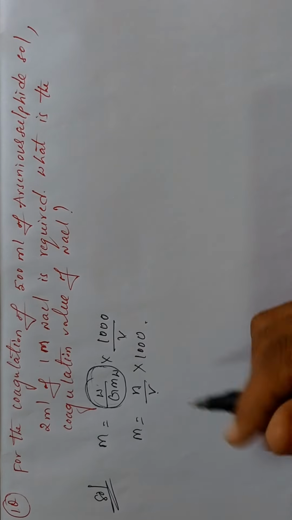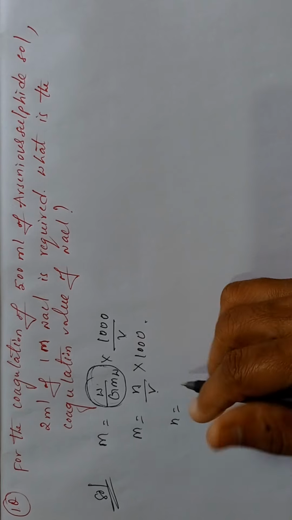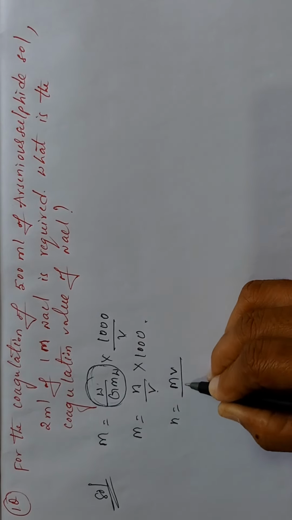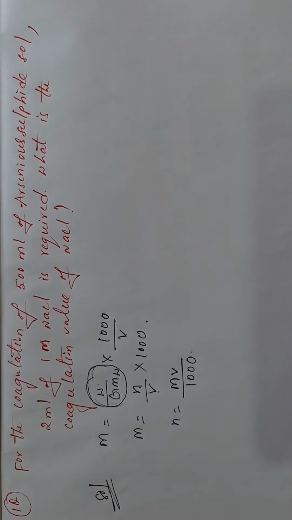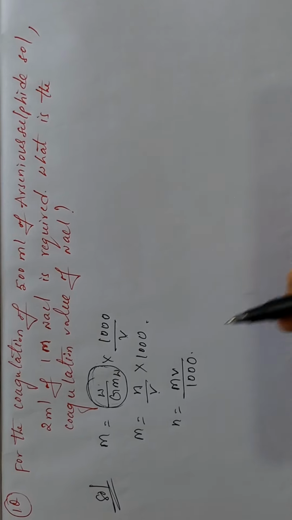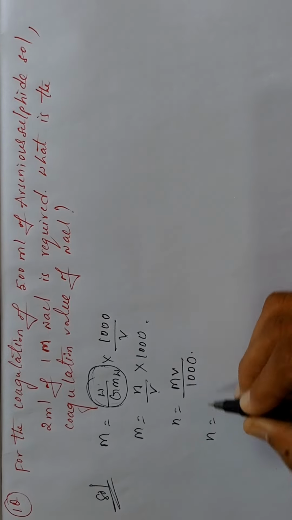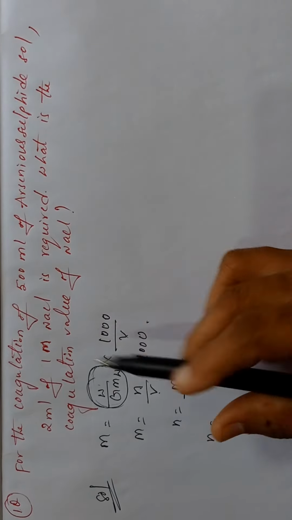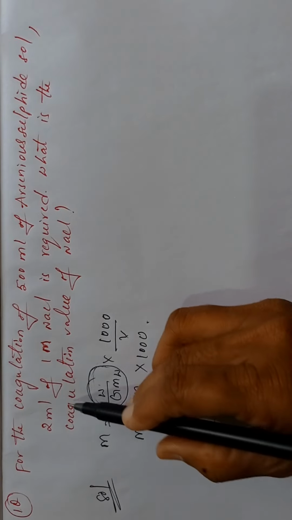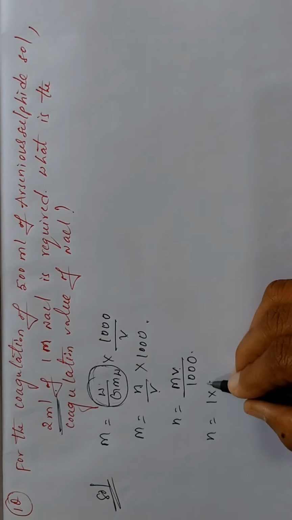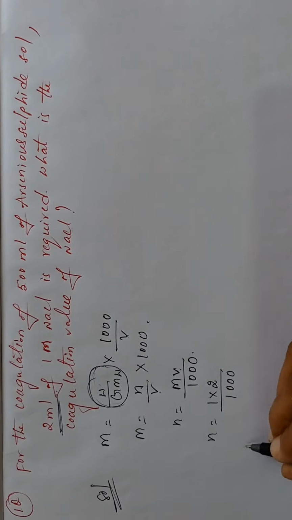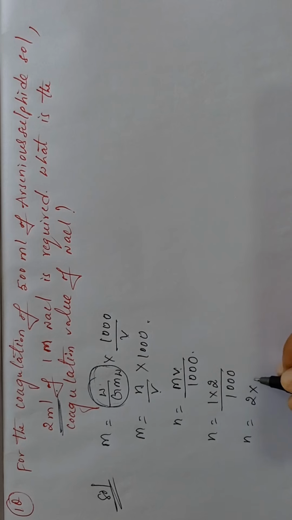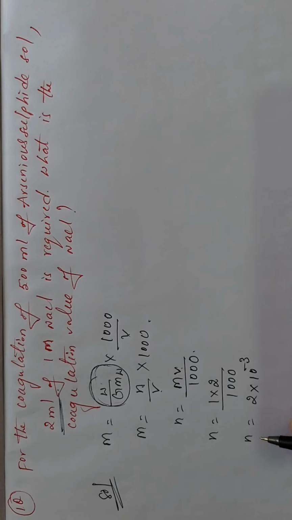So from this formula, n is equal to how much, students? n is equal to M into V by 1000. Are you clear? M into V by 1000, students, correct? Now what will you get? n is equal to, M is the molarity. Molarity how much is given? 1. And volume how much is given, students? 2 ml given. So n is 1 into 2 by 1000. Are you clear? So we can write this value as 2 into 10 power minus 3. This is the number of moles we calculated.